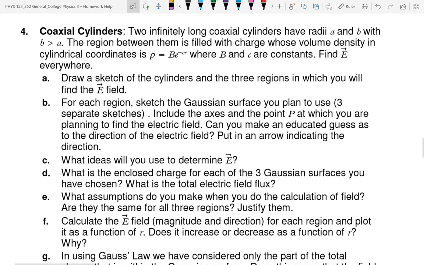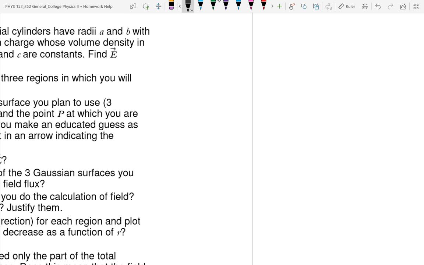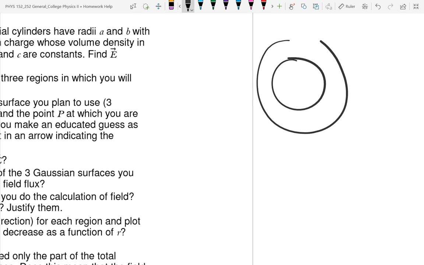Coaxial cylinders. These are coaxial cylinders that have, in the inner region, nothing. And then between radius A and radius B, you have insulating material that has charge on it. And then outside of B, you have nothing again. So this is easiest to look at from above, that is, two concentric circles. I should have used different colors.